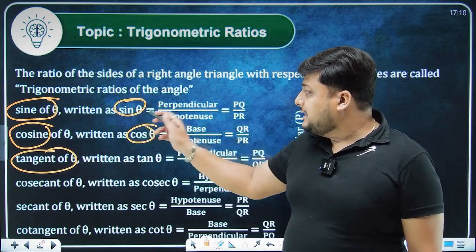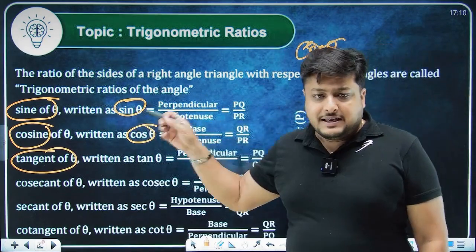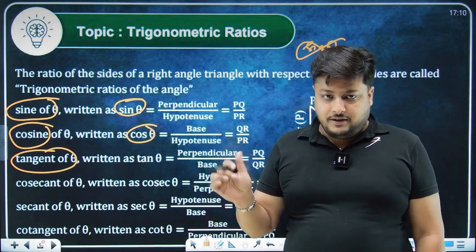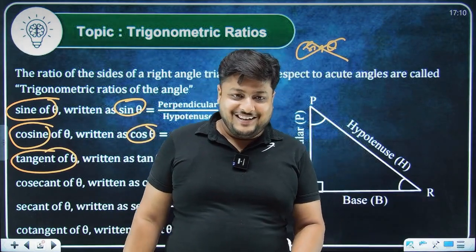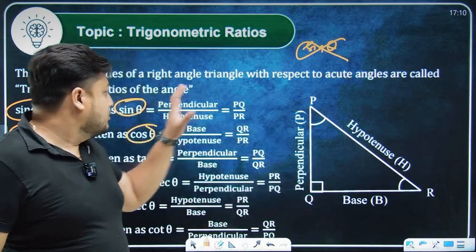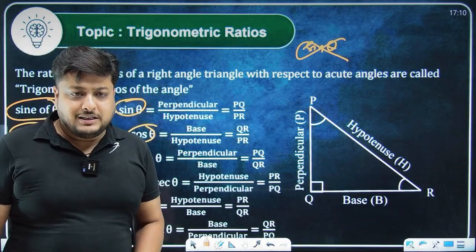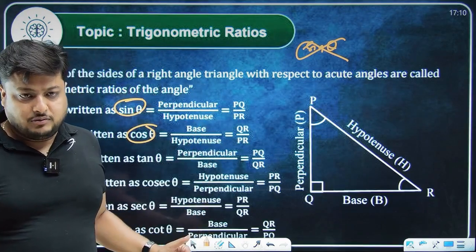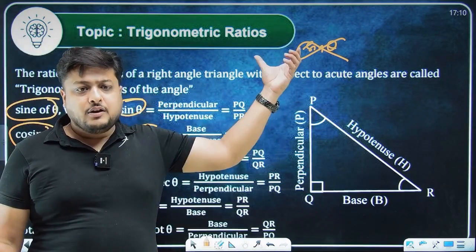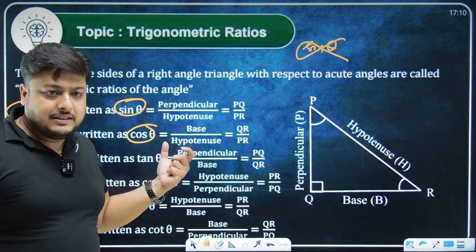Don't think that sin theta means we are multiplying sin and theta. No, this is sine of the angle theta. We have studied in the previous slide that theta is the considered angle. So sin theta, cos theta, tan theta, cosec theta, sec theta, and cot theta. You have to learn all these six ratios in the same sequence only. As I told you earlier, this is a new chapter for all of you, so you have to learn these six ratios in this sequence only.